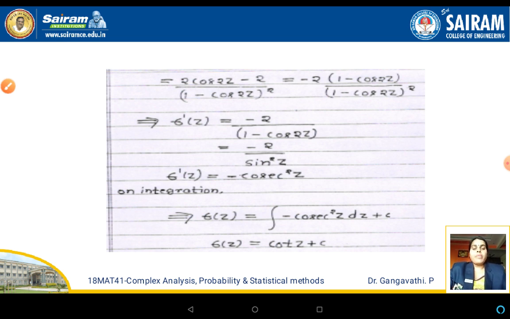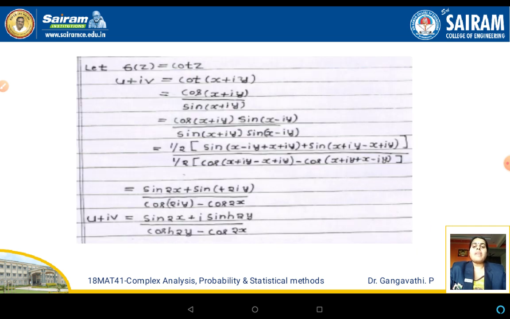But still the problem has not been completely solved. There is another part. It was asked to find the imaginary part also. The real part was given. It was asked to construct f of z and find the imaginary part. So given f of z is what we found, cot z, substitute f of z as u plus iv and z as x plus iy. So cot is nothing but cos by sine, and the numerator is in the form of cos of a plus b, and the denominator is in the form of sine of a plus b.